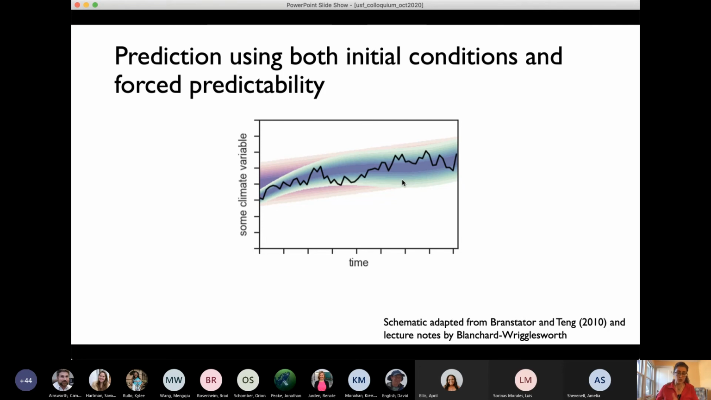They have the external forcing, the greenhouse gases, but they also have your initial conditions. And this middle range for our climate is the decadal timescale. You have information from your initial conditions that is important, but you also have the upward trend due to greenhouse gases, which contributes to the prediction skill as well.